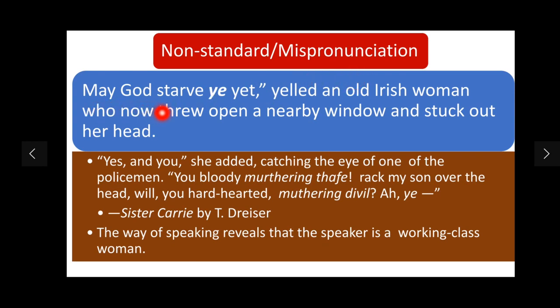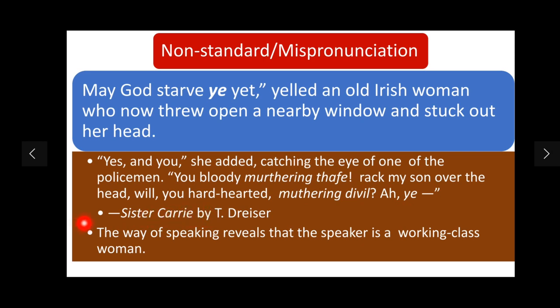"May God stop ye yet," yelled an old Irish woman who now threw open a nearby window and stuck out her head. "Yes, and you," she added, catching the eye of one of the policemen. "You bloody, murdering thief, hit my son over the head, will you, hard-hearted, murdering devil, ye." It's taken from the novel Sister Carrie.